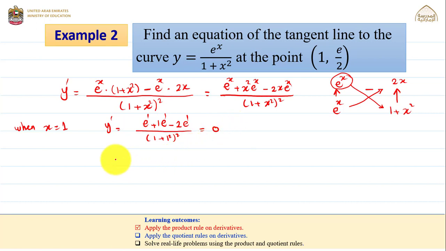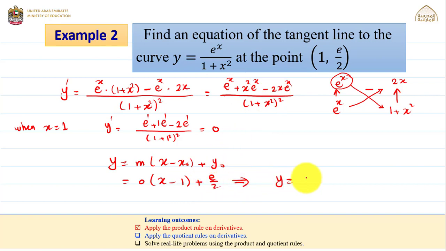Then we can find our tangent line here. y equals the slope times x minus x naught, plus y naught. Here the slope equals 0. x minus x naught, here in our point, x naught equals 1, plus y naught equals e over 2. Then we get the equation y equals e over 2. This is a horizontal line.